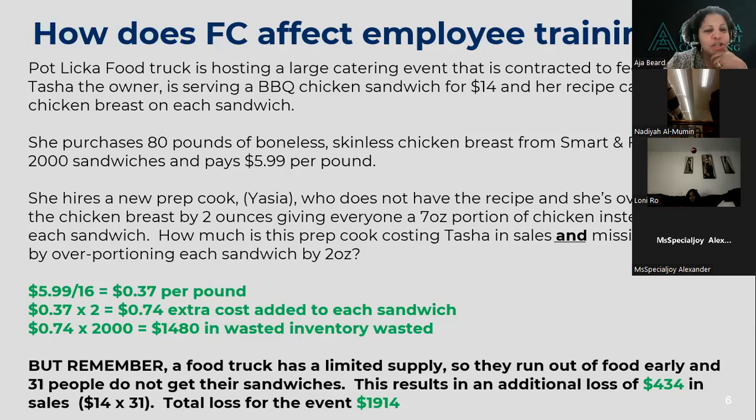So if she buys the chicken breast at $5.99 a pound, we know there's 16 ounces in a pound. If I divide that, I can see how much each ounce costs. I'm sorry, that should say per ounce. So 37 cents per ounce. There's 2 extra ounces that she's giving. That's 74 cents extra added on to each sandwich. 2,000 sandwiches that we prepare for us. That's $1,480 in wasted inventory.